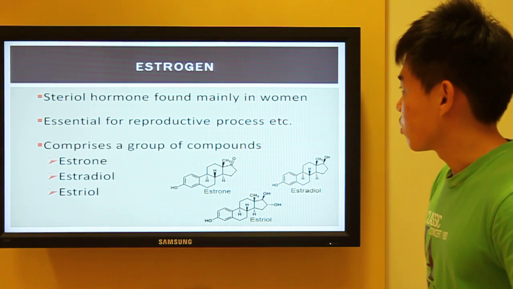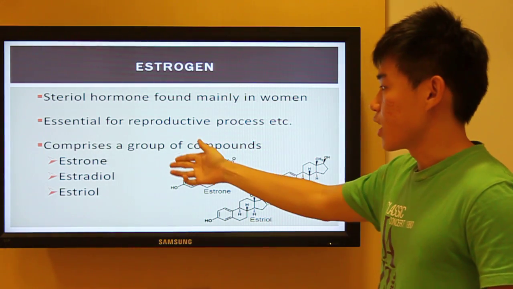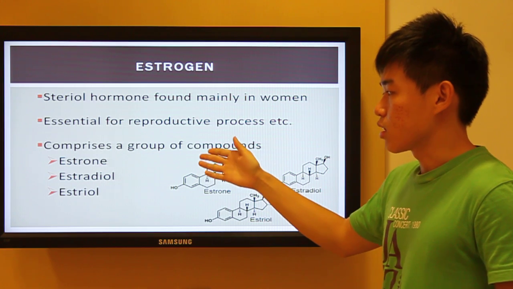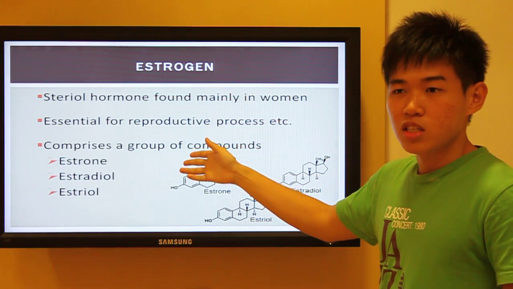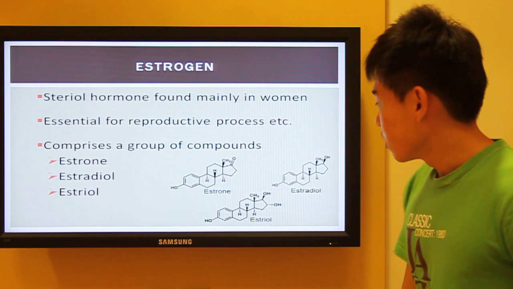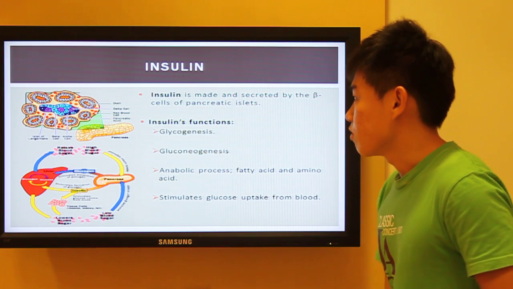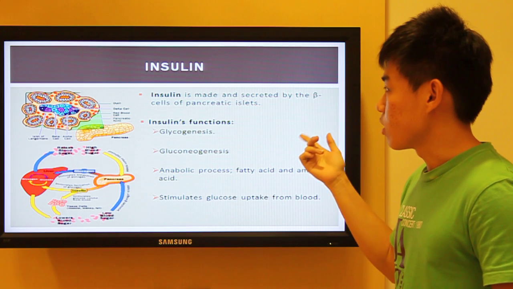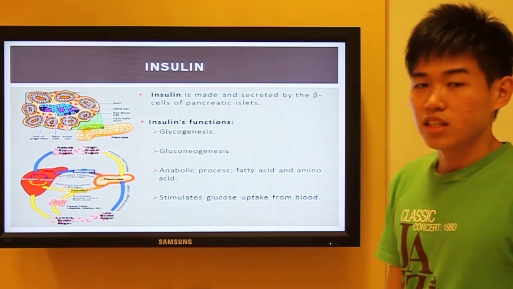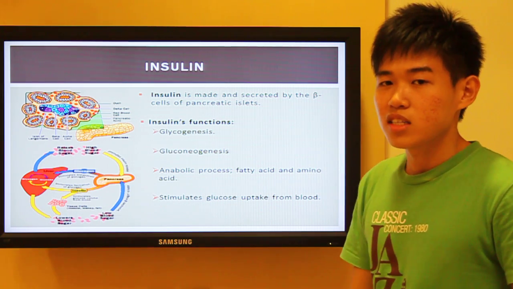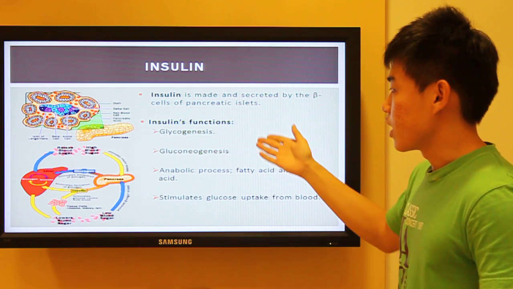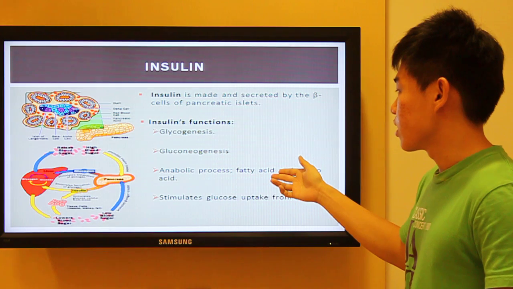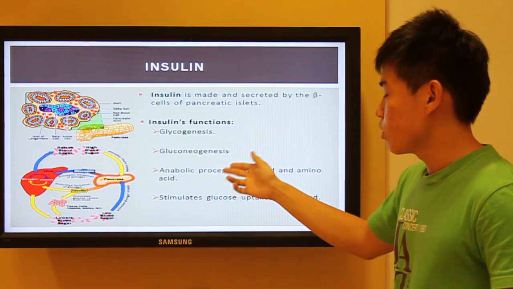Basically, for estrogen, there are various types, like estrone, estradiol and estriol. They are produced from different organs, and for our topic we'll mainly focus on estradiol, which is E2. For insulin, as we all know, this is the hormone for regulating our blood glucose level, and it's produced by the beta cells of the pancreatic islets. A few functions are glycogenesis, gluconeogenesis, and anabolic processes via fatty acids and amino acids.